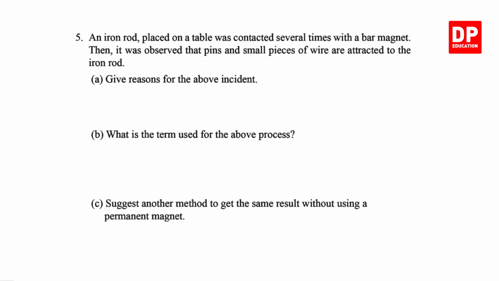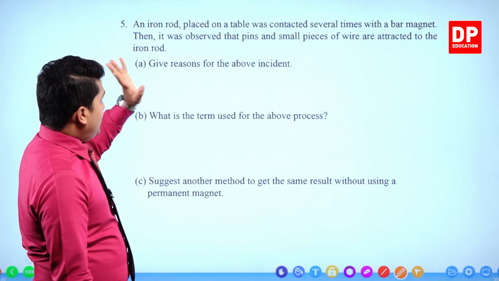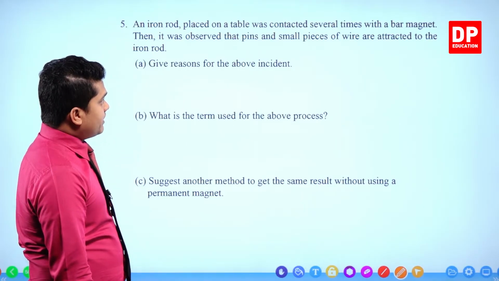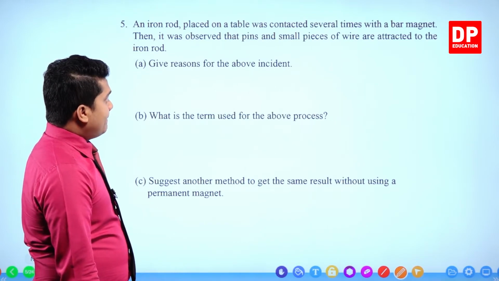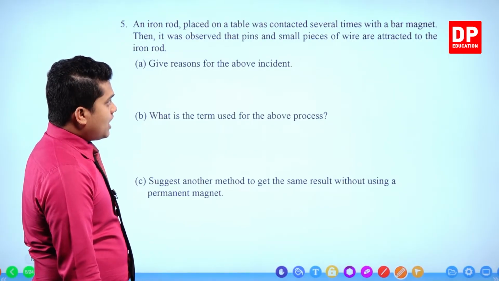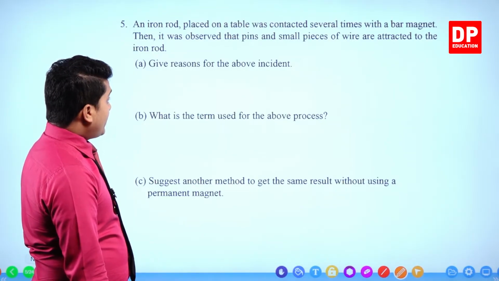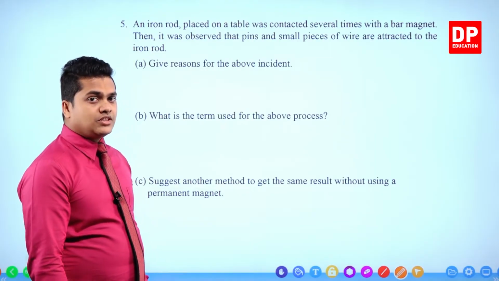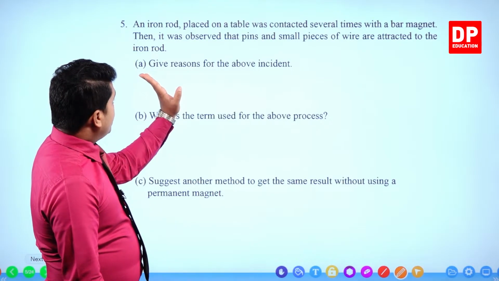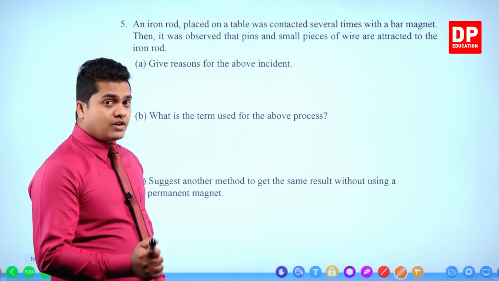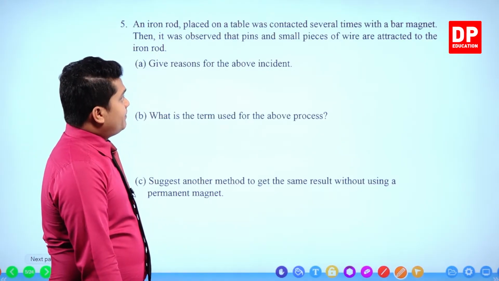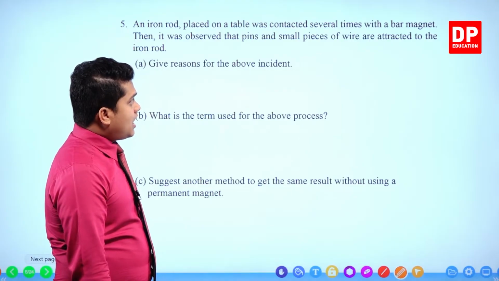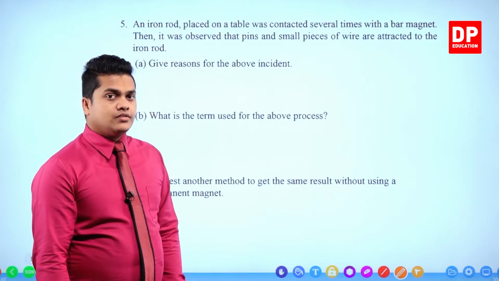Right. Then the fifth question, children, let's see. An iron rod placed on a table was contacted several times with a bar magnet. Then it was observed that pins and small pieces of wire are attracted to the iron rod.